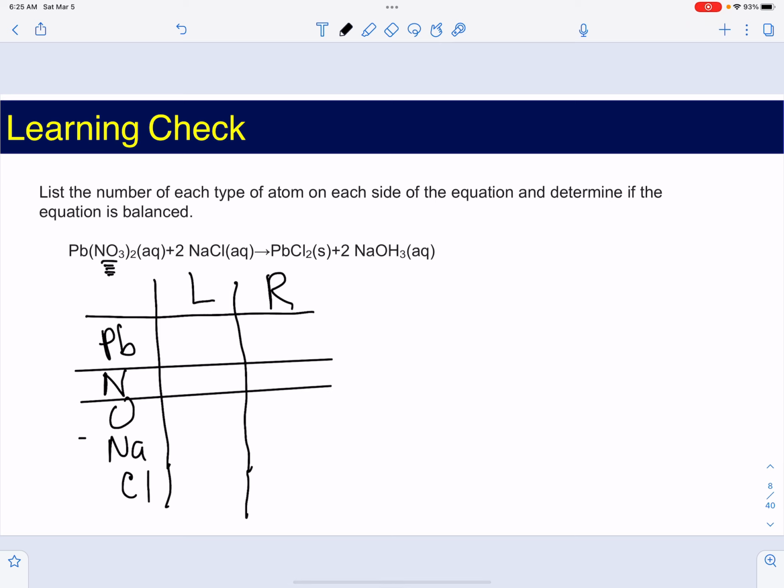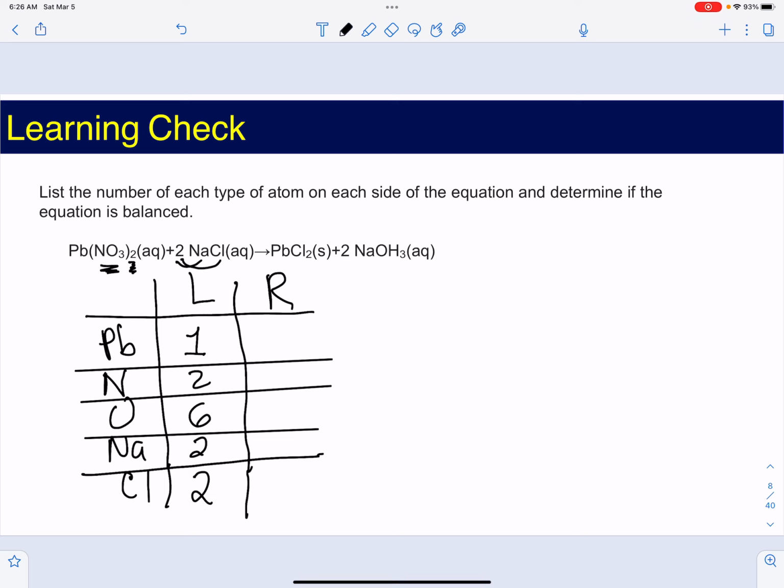Let's see what I have on my other side. So on my left side, I'm gonna have 1 lead, 2 nitrogens, because you have 2 of these, so you got 2 nitrogens, you're gonna have 6 oxygens, you're gonna have 2 sodiums, and you're gonna have 2 chlorides. So we're using the skills you developed on chapter 6.